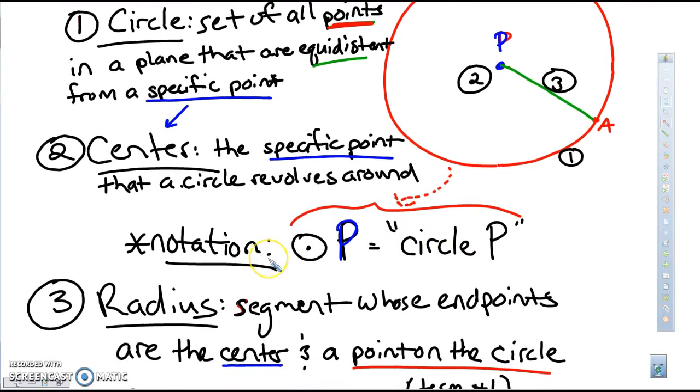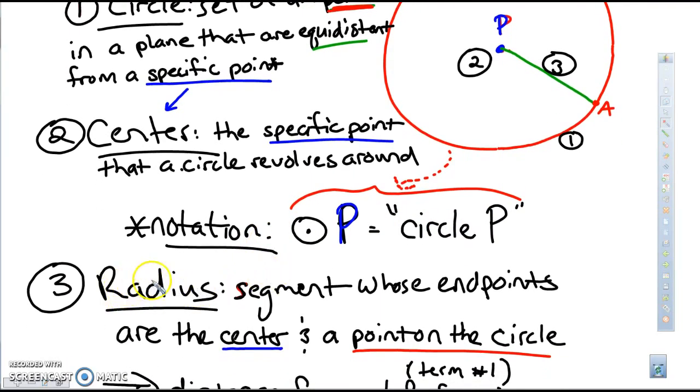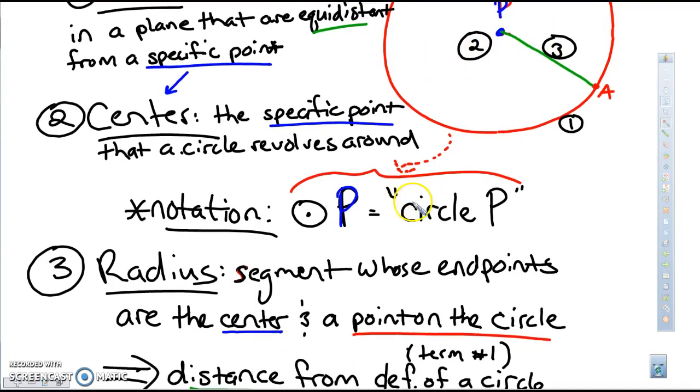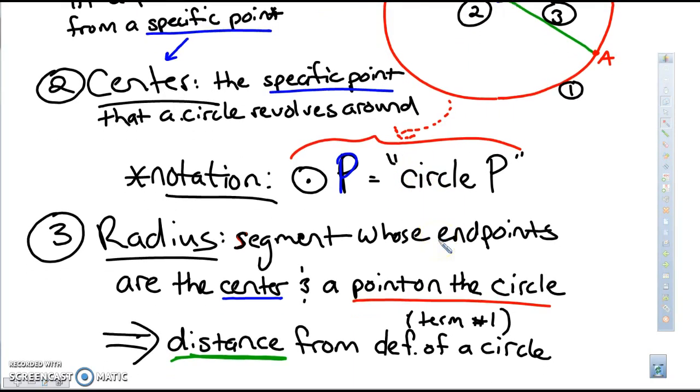And so, again, since circles are defined by a point and some sort of distance, that distance is called the radius, and you can see it here in green. By definition, it's the segment whose endpoints are the center, so there's one endpoint, and then a point on the circle. So you have an infinite number of radii that you could draw within a circle, but each of those radii is going to have the same length. So any radius of a certain circle is going to be congruent to the same radius. The key here is that the radius is the distance from that definition of a circle we just talked about.